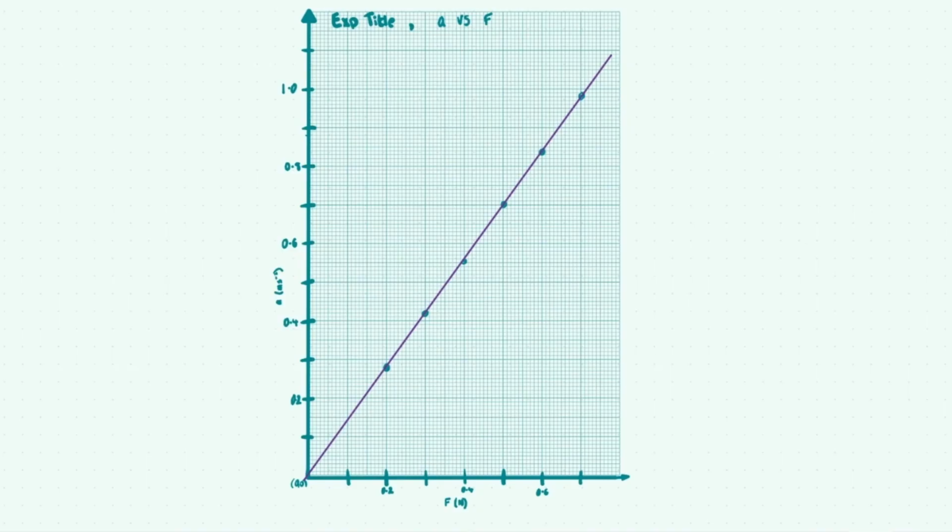So part 3 of this question is to draw a suitable graph to show the relationship between F and A. So this is my graph here. So the main things to remember when drawing a graph is to label your axis correctly. So here I have my y-axis labelled as acceleration and the x-axis is labelled as force.